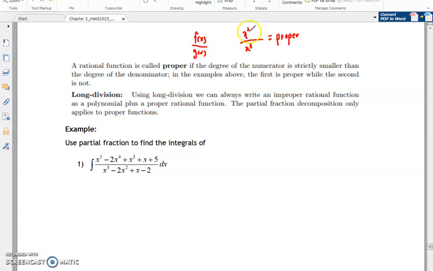since the degree of your upper part is smaller compared to your denominator. But let's say we have x cubed divided by x squared, this is what we call an improper fraction, because the degree of your numerator is more than your denominator. But what happens if we have the same degree? For example, x squared divided by x squared plus 1. Basically it falls into the same category as improper.